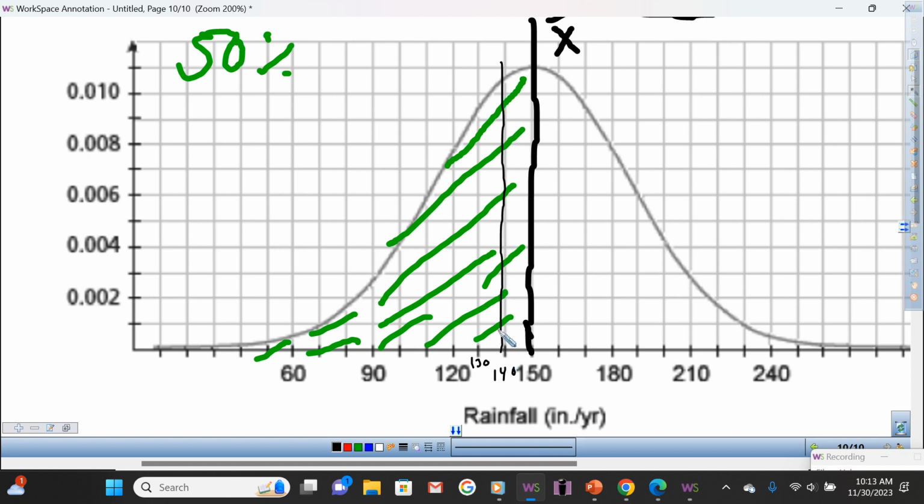So they want us to find out what percent below 140 will have rainfall. Think about it. Angel said we started with 50 below the mean, but now we're thinking about 140. So what do I need to do to that 50 now with the new information? Talk it over with your neighbor. What do we need to do with that information?